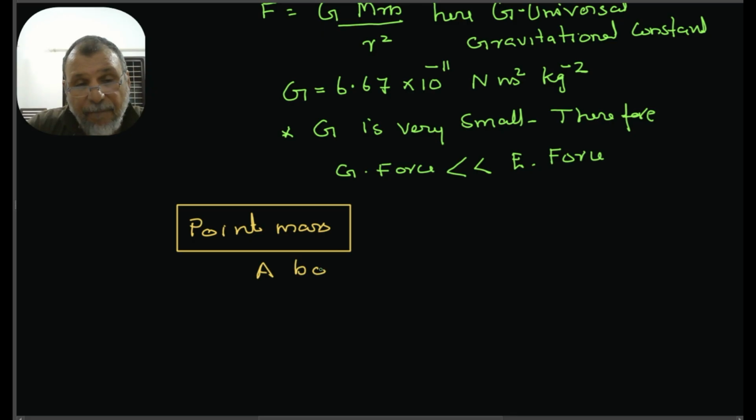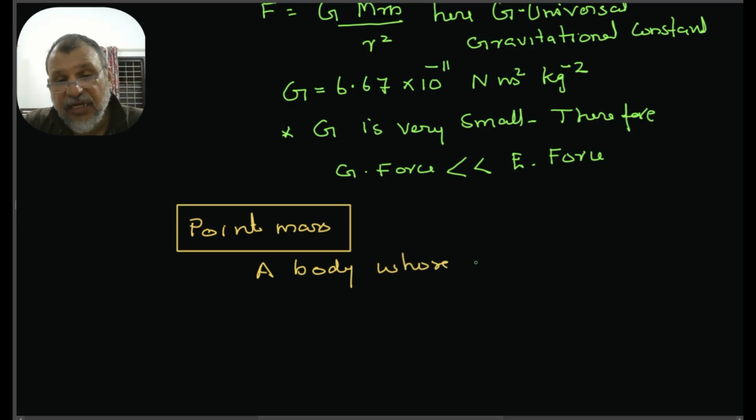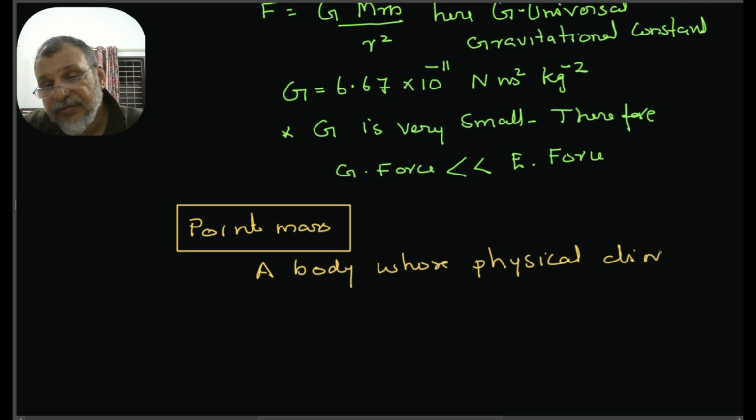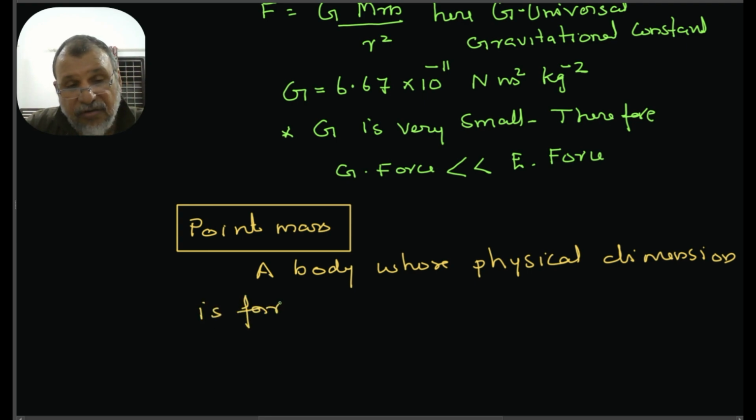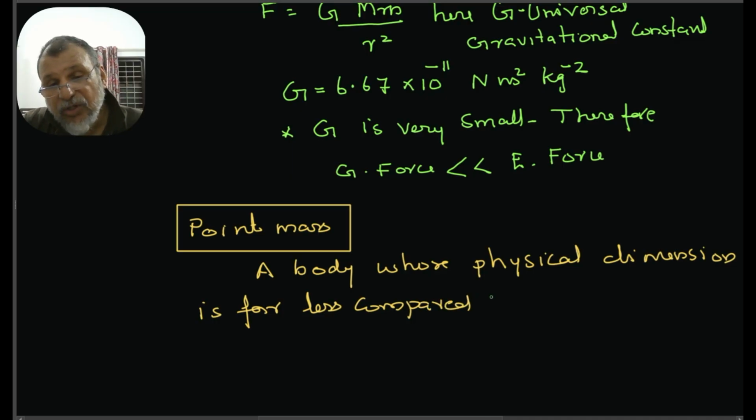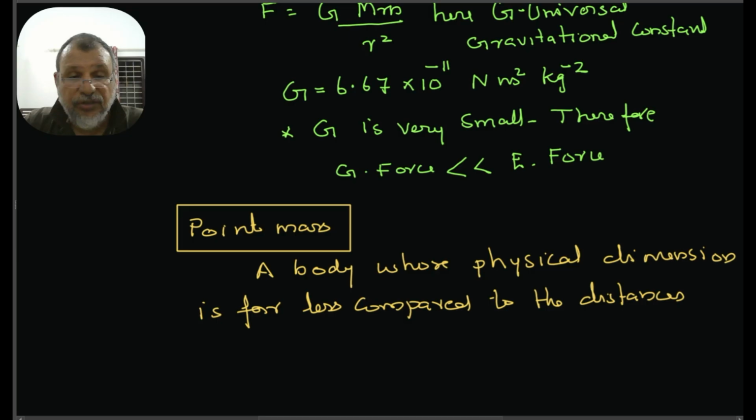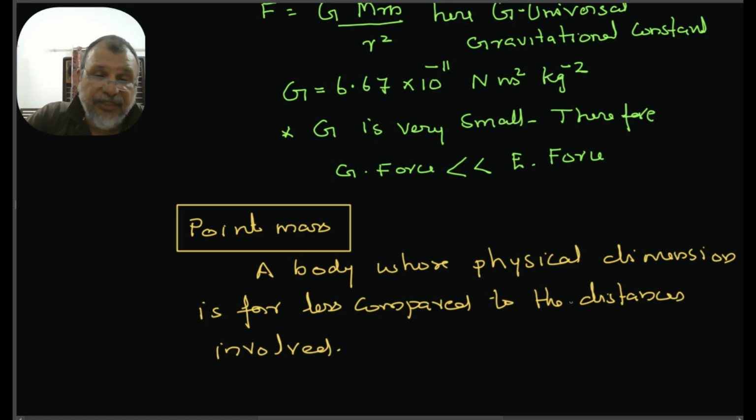A body whose physical dimension is far less compared to the distances involved in evaluating the gravitational force. We'll keep it as distances involved to make it short. And when that is not the case, we call them extended bodies, as you have seen in the diagram.